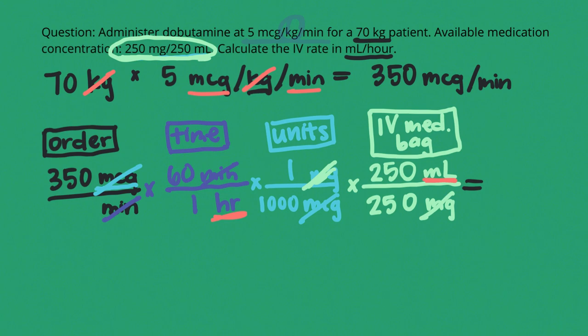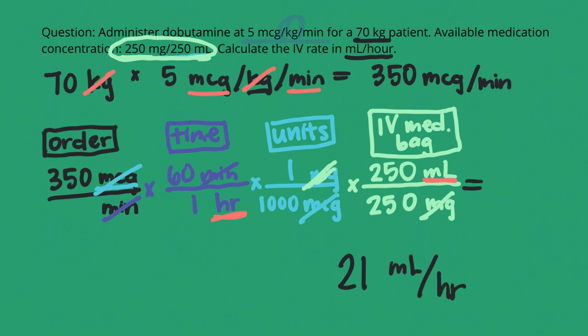So if you take out your calculator and you multiply across the numerator there, you're going to take 350 times 60 times 1 times 250, and you're going to get a large number. I got 5,250,000. All right. You can then divide that by the denominator. In this case, I can take the 1,000 and divide that out right away. And then I can divide again by the 250, or I can do it all at the same time. I got the final answer of 21 milliliters per hour.